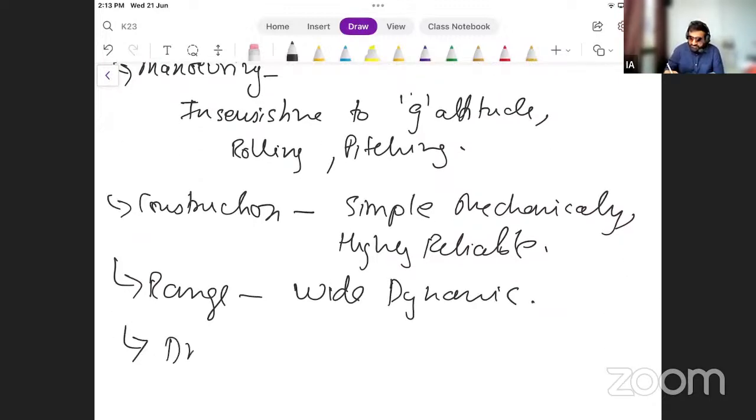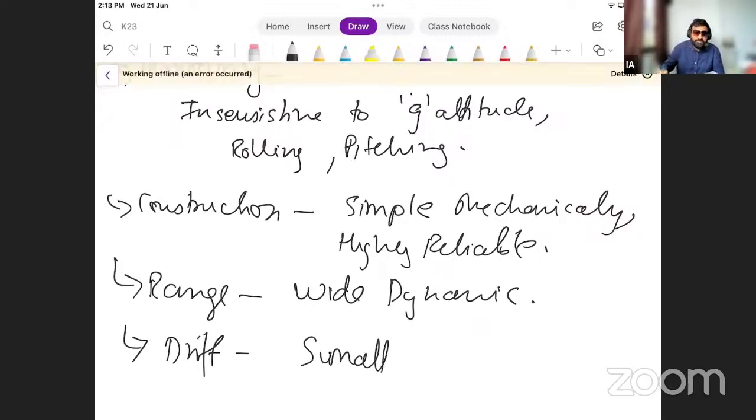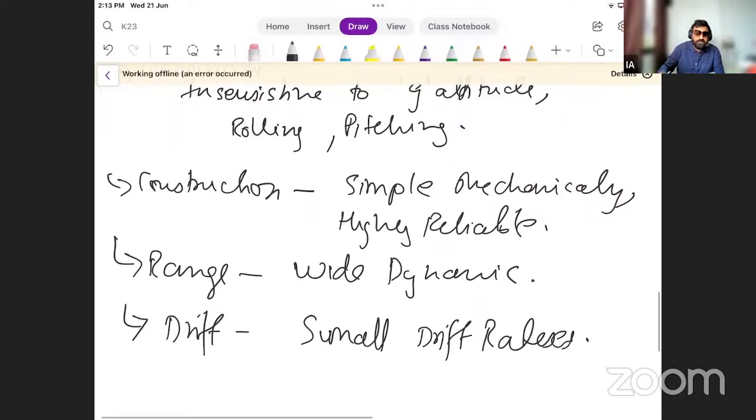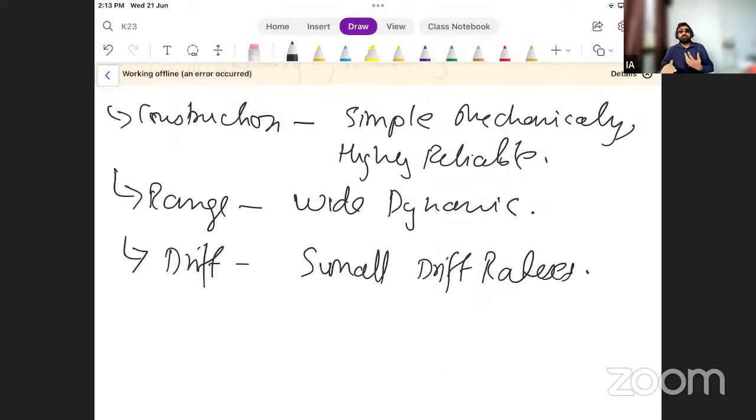And then we have drift. We have very small drifts. Now, drift with respect to gyro can also be said. Small drift rates. And the only error that can be induced in an IRS would be operator-based error when the operator, as in the pilot or the person operating, feeds in wrong data.